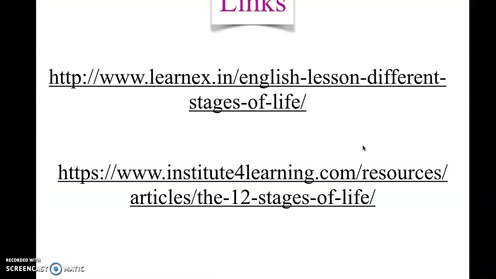Here are a couple links for you about the stages of life and the vocabulary that goes with those ages. Next time you see a picture or you read a story or something talking about a person and their age, think about what word you might use to describe their age.